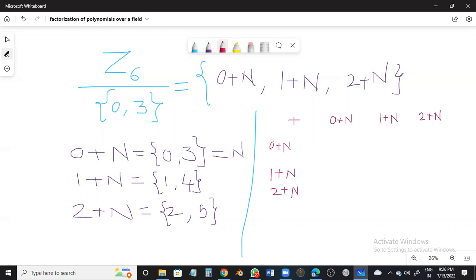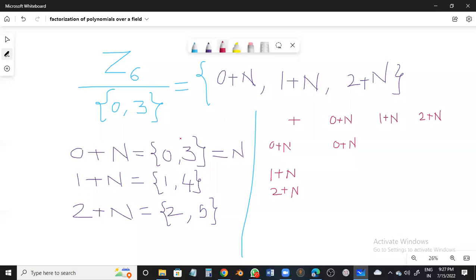What will be the addition of 0 plus n and 0 plus n? You can see the 0 plus n set is in front of you. Respective elements you're adding: 0 added to 0, I'll get 0. 0 plus 3, I'll get 3. 3 plus 3, I get 0. So I'm just in the same set. So the addition is 0 plus n only.